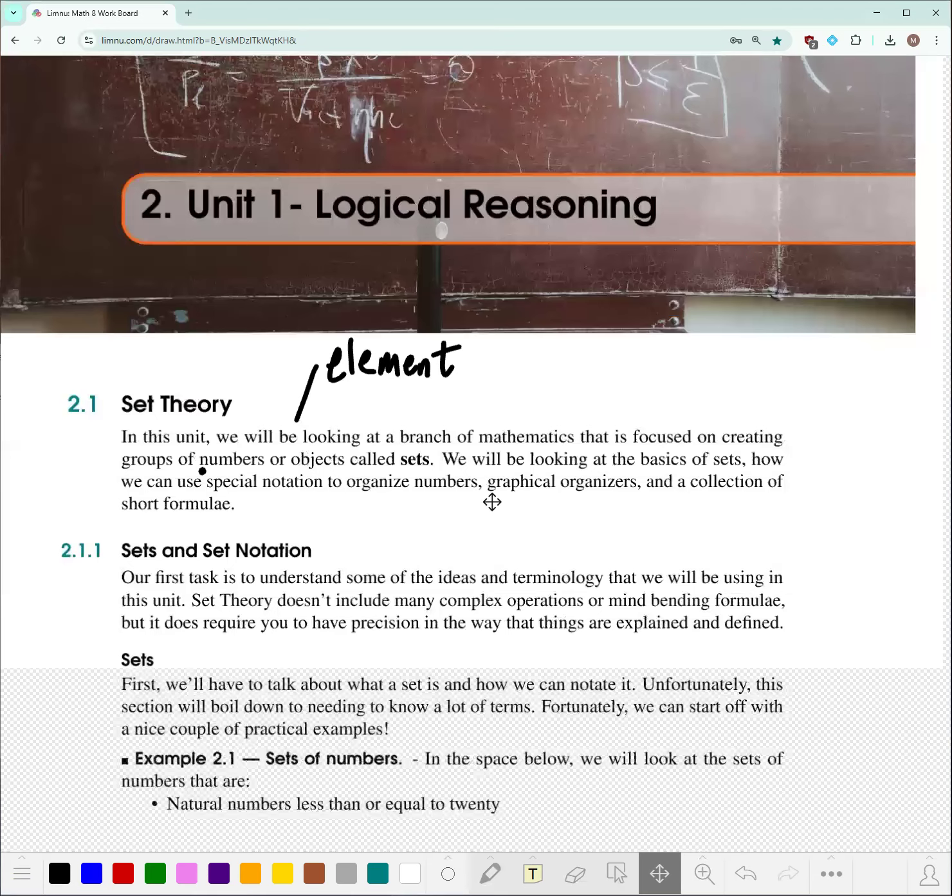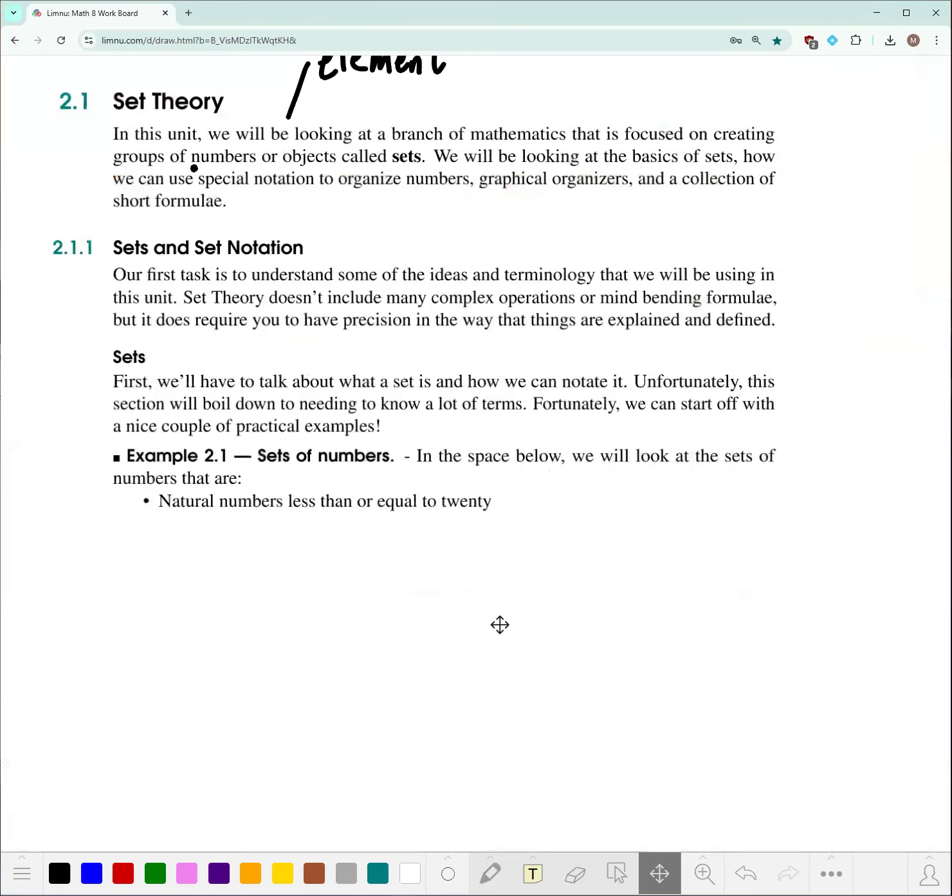Let's see if I remember how to make this work. I do. Great. It's been a while since I made one of these. So let's look at some sets as ideas here. And we'll, like we said, do it with numbers. So what we're going to do is we're going to create a set that is defined by this sentence. Natural numbers less than or equal to 20.